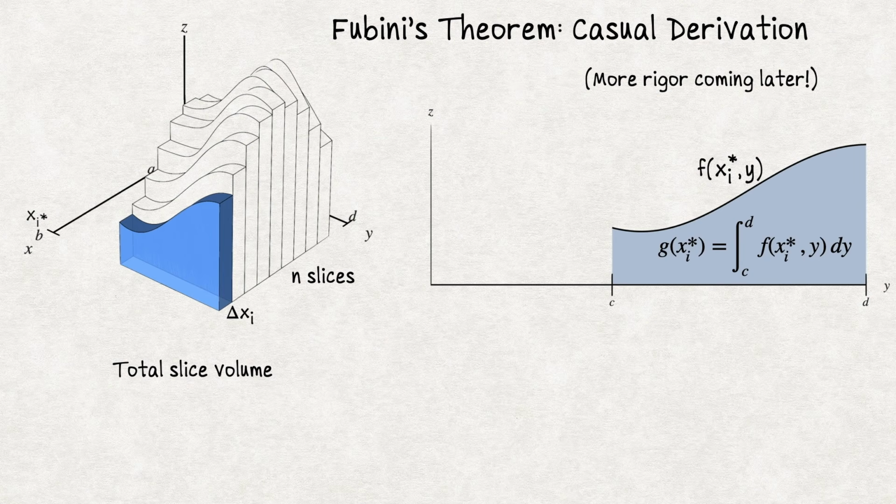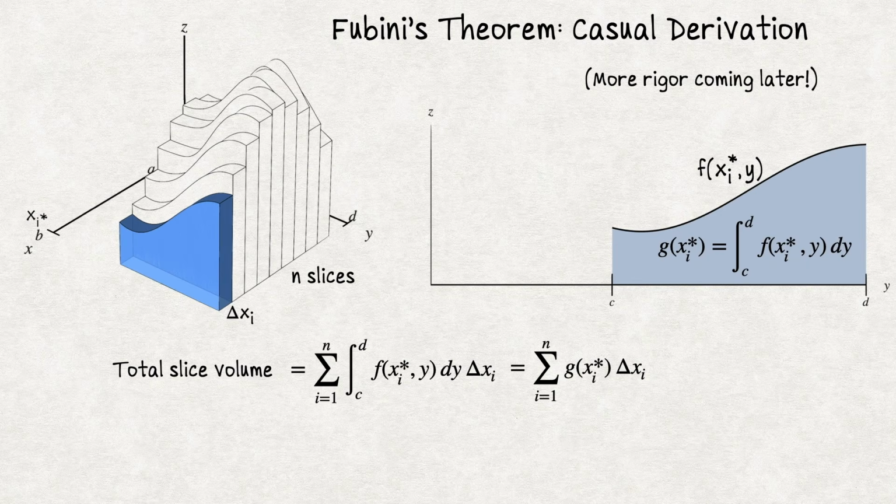Okay, so let's now add up the total slice volumes to approximate the volume enclosed under the graph of f. Imagine that we have n slices, and for each of those slices, we would do the area of the face, that's a definite integral computation that we have here, times the thickness of the bread, delta xi. And then we would add up those individual slice volumes from 1 to n. That definite integral in the middle is exactly what we're calling g of xi star, so let me just make that replacement.